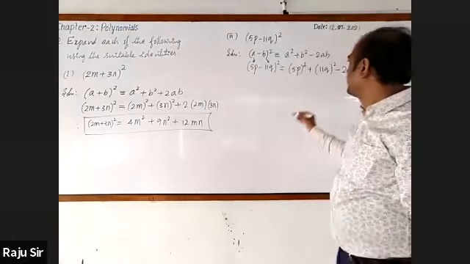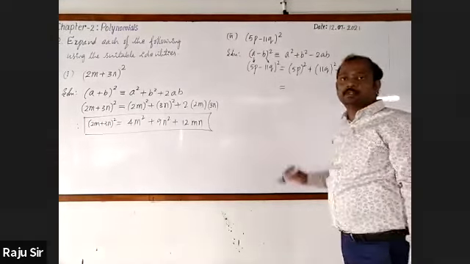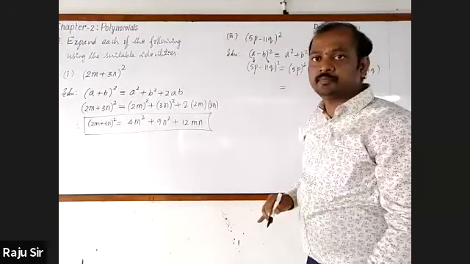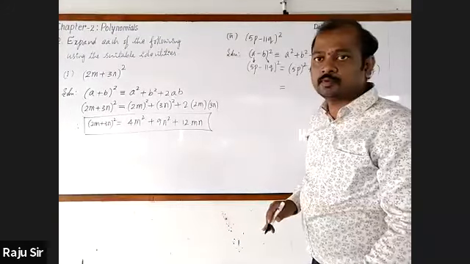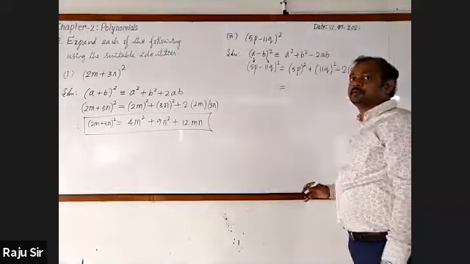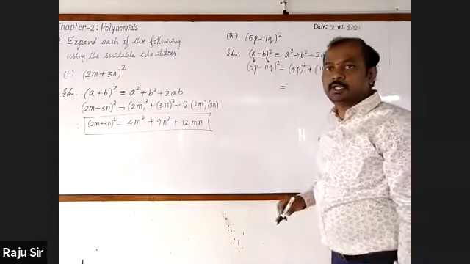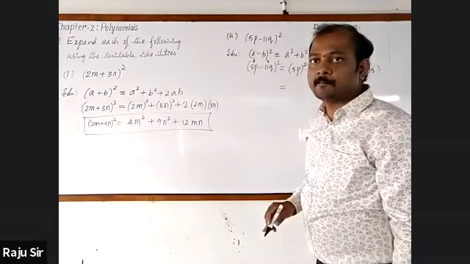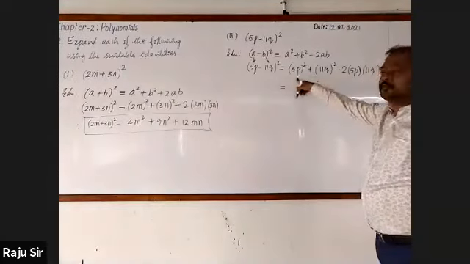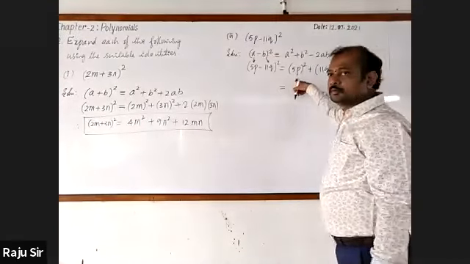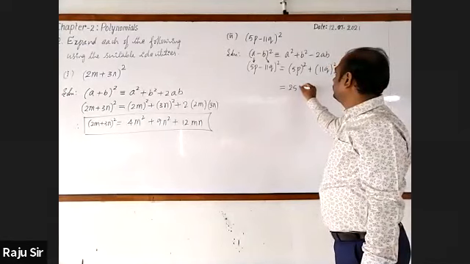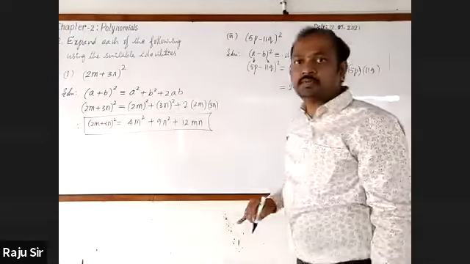Rohan, what is 5p whole square? Sir, 25. 25, 50. 5 square, 5p whole square is 25p square. Very good, Mohita.